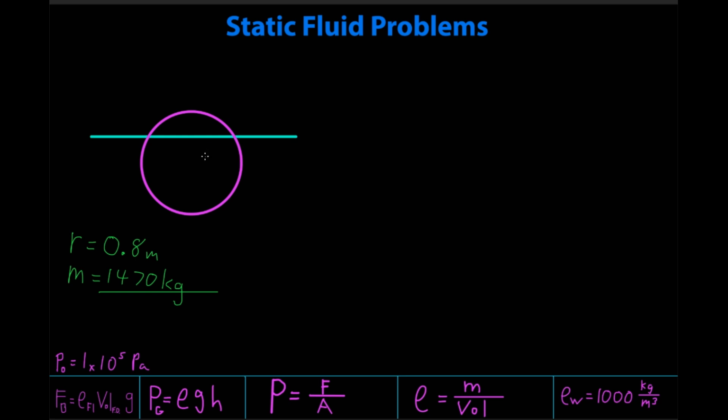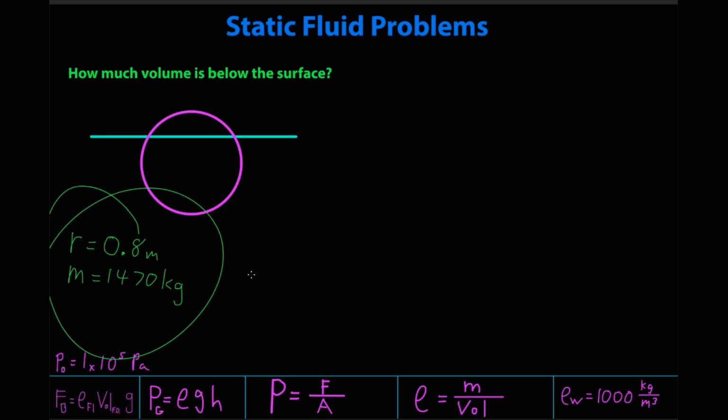You'll look at this, the ball is over 1,000 kilograms. There's no way it's going to float. Well, it does. I'm going to prove to you that it does. And along the way, we're going to answer our question, which is going to be this: how much volume of this ball is actually below the surface?